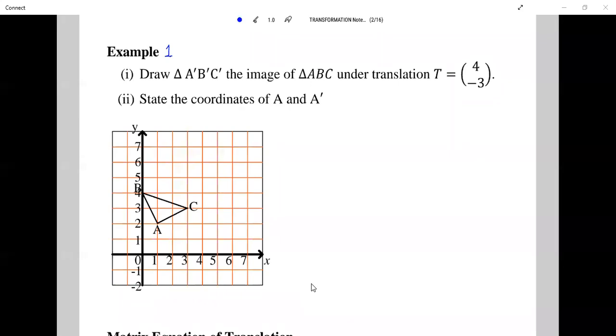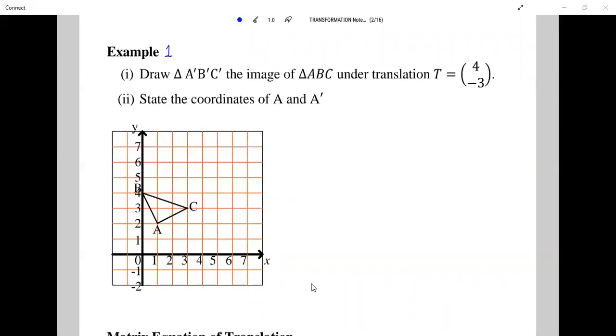Sorry, C is at the point 3, 3. A is at the point 1, 2. And B is at the point 0, 4. So here's what the question says.